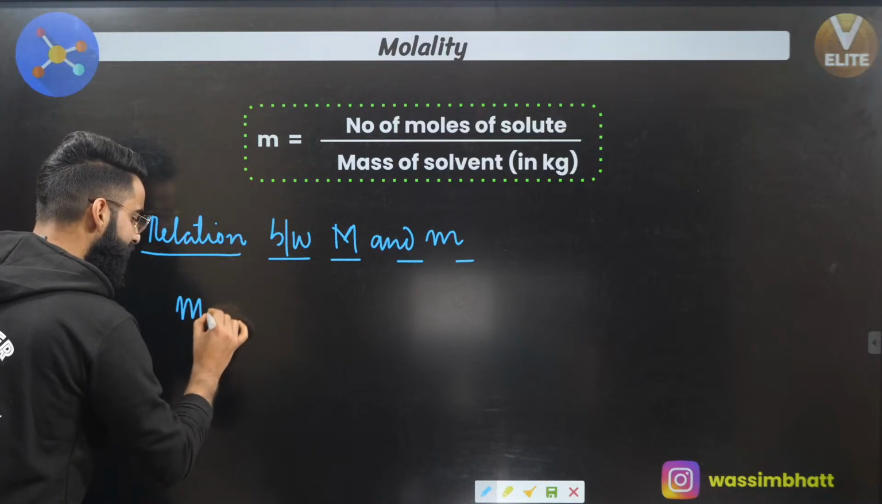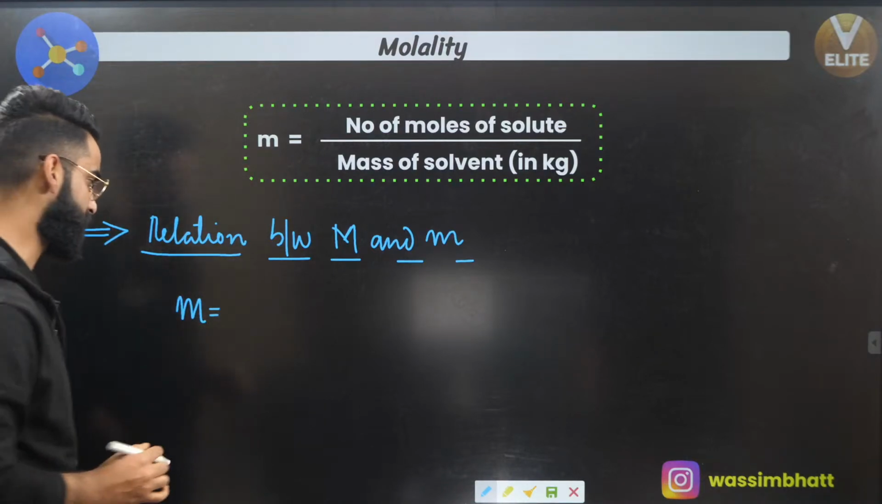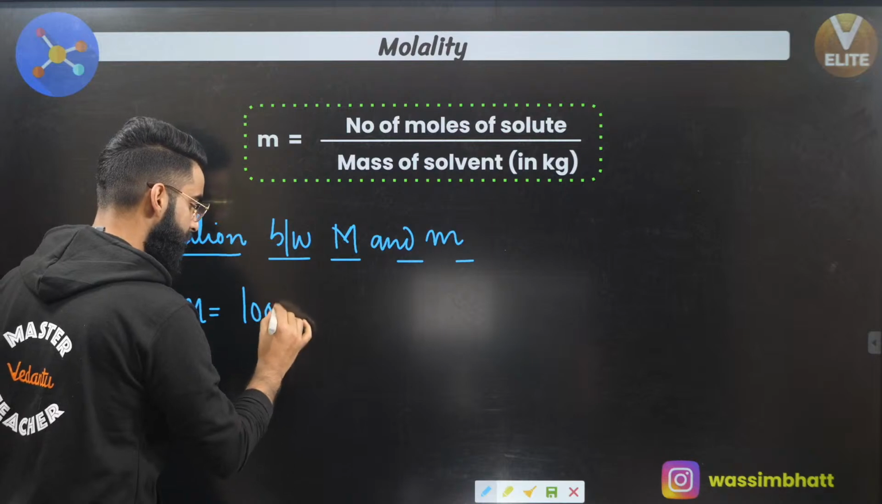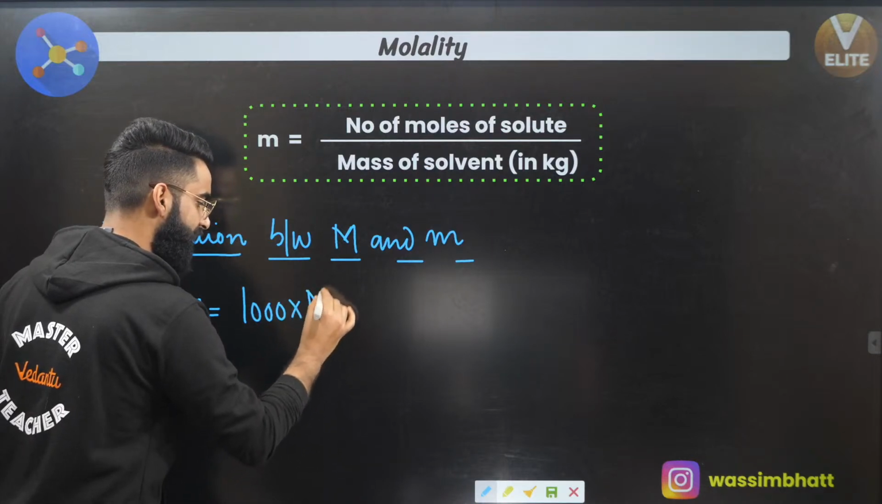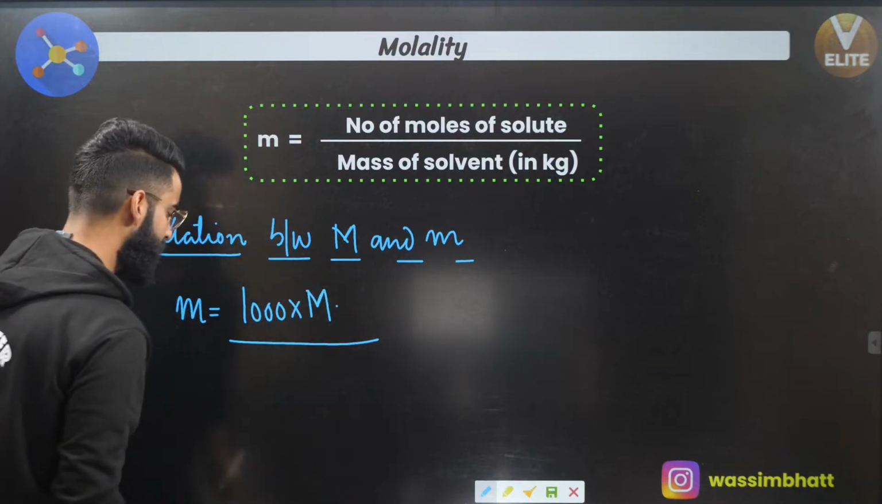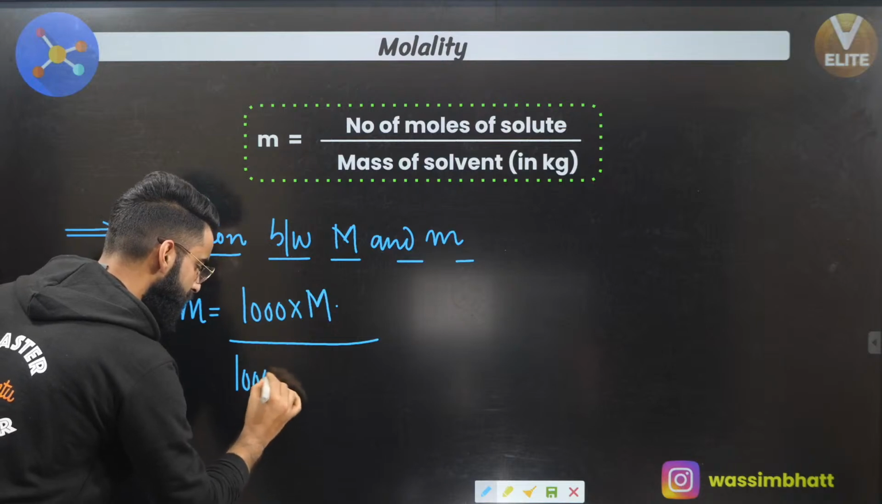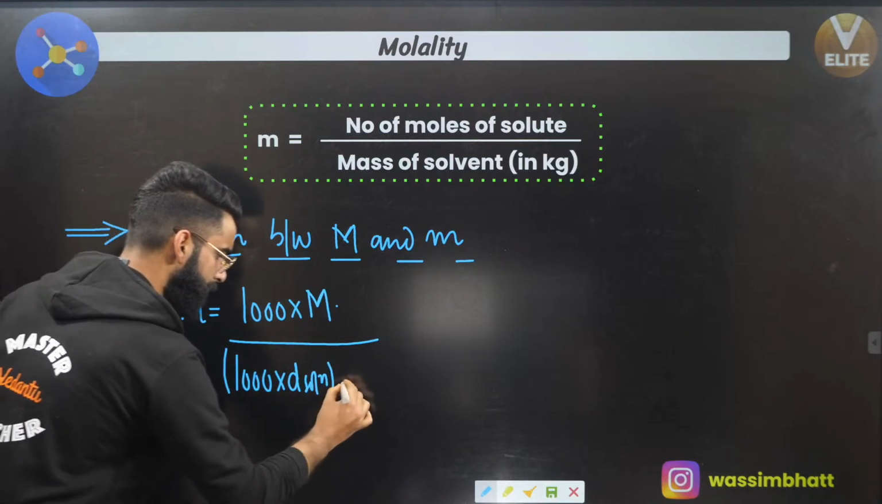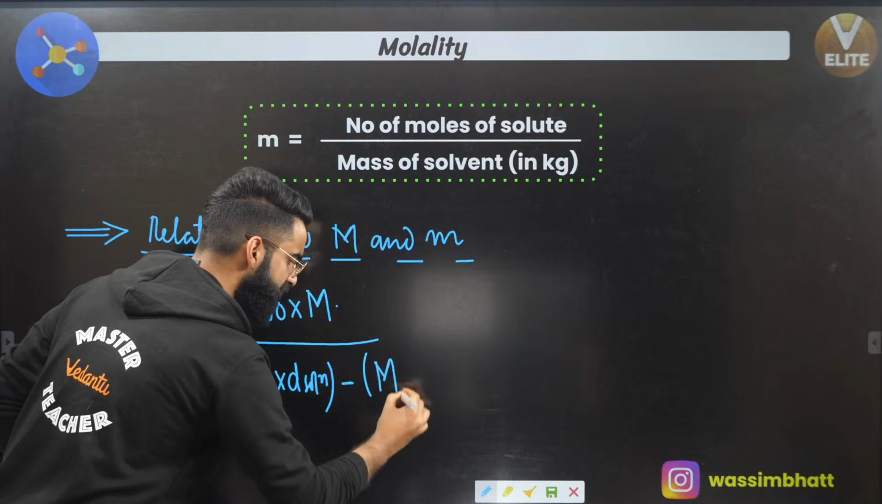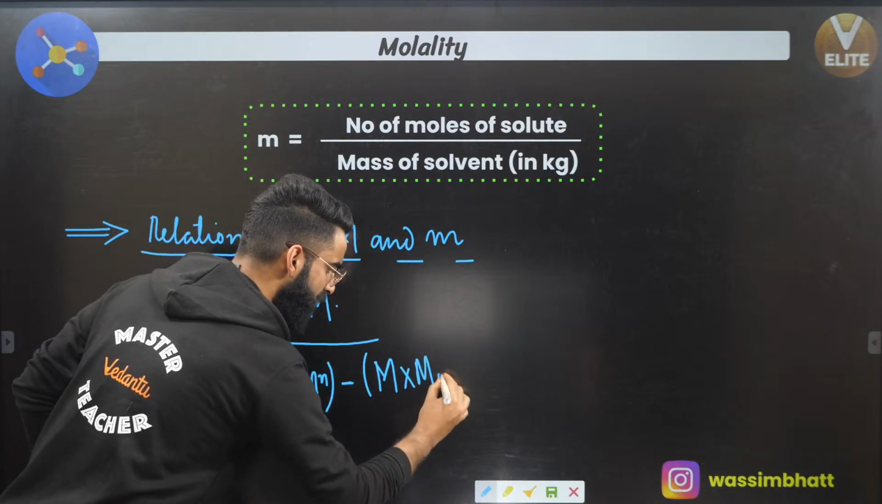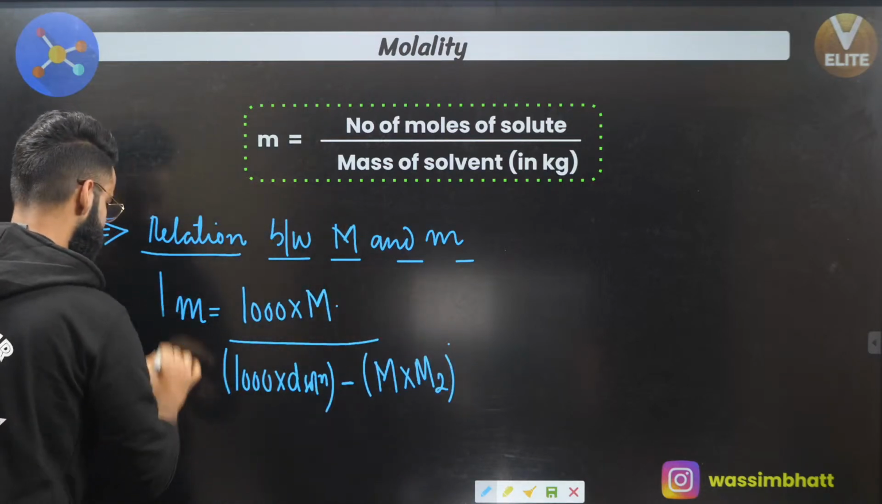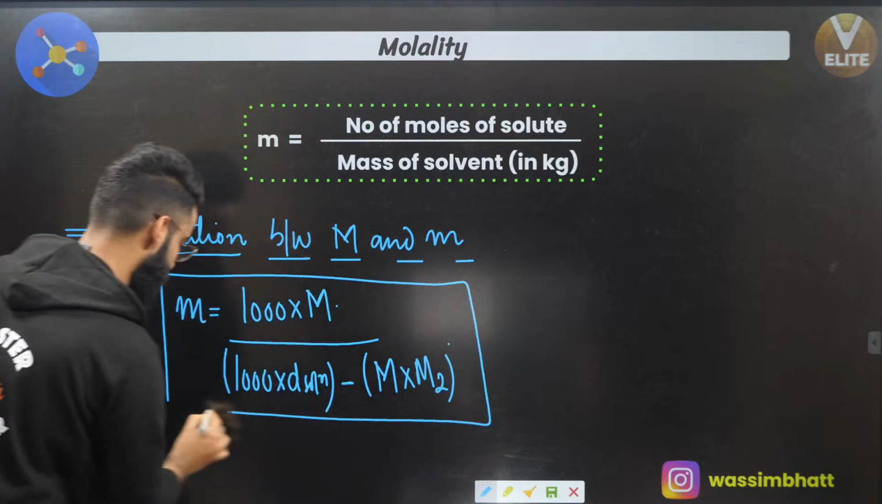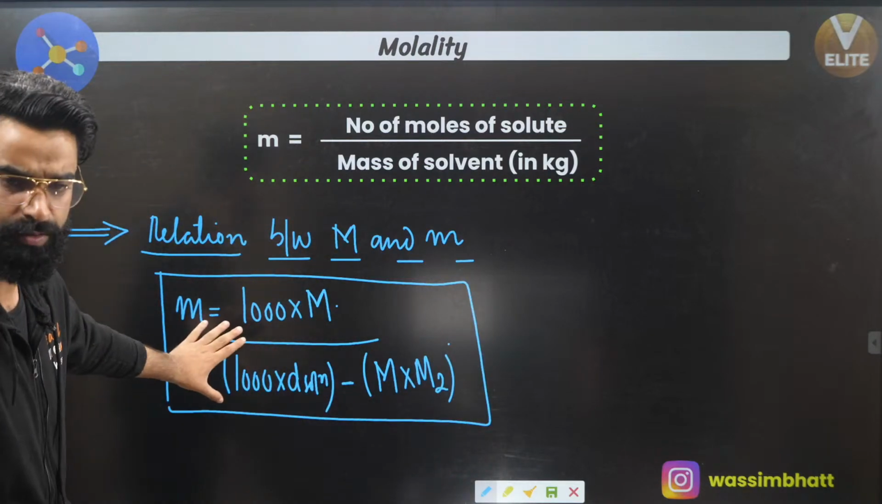Remember, molality is equal to 1000 multiplied by molarity of the solution divided by 1000 multiplied by density of solution minus molarity of the solution multiplied by molar mass of solute. This is the result between molality and molarity, which I'll be directly using in the questions.